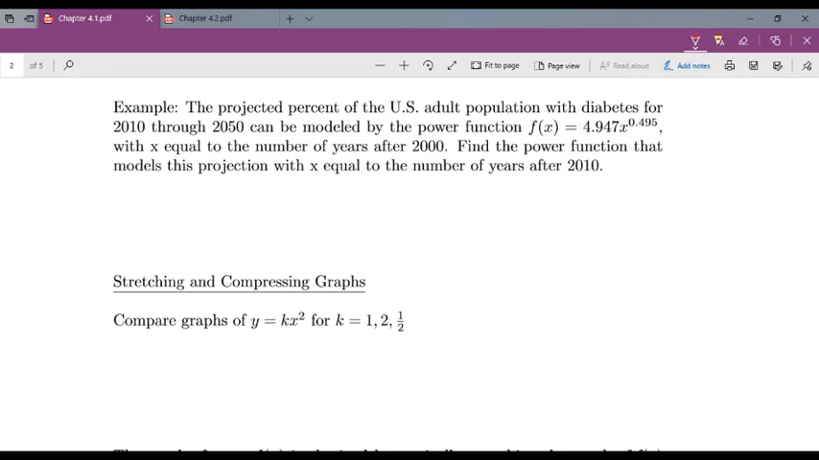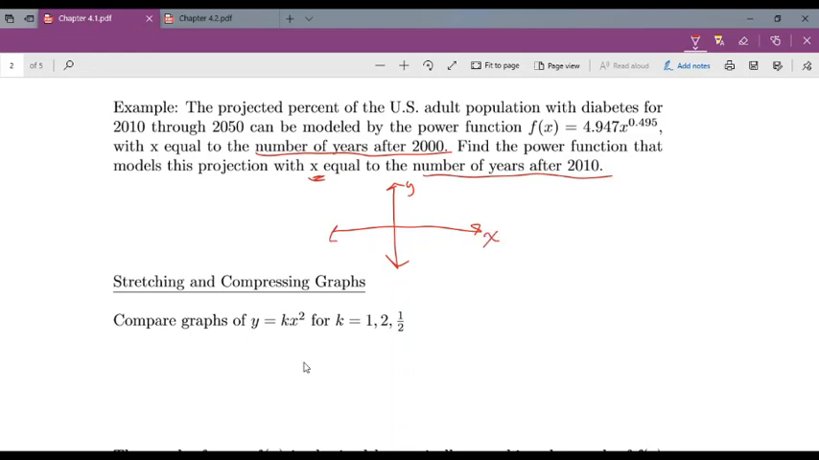Okay, so initially we were at year 2000. So we're looking at the number of years after 2000. Now we're looking at the number of years after 2010. We got to figure out how does that affect it? Now we're looking at our x-axis here, right? So if I just draw a little sketch here, this is our y-axis, of course. This is our x-axis.